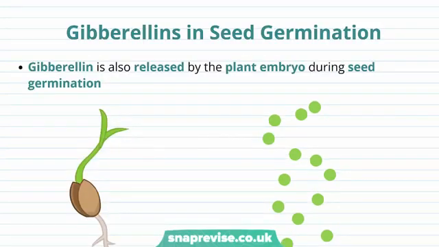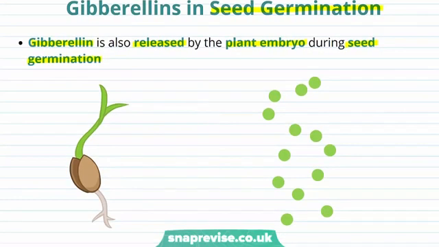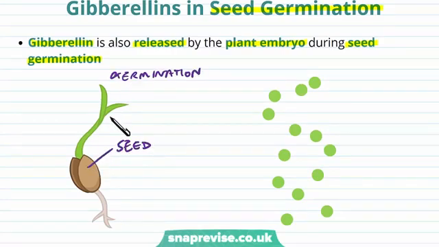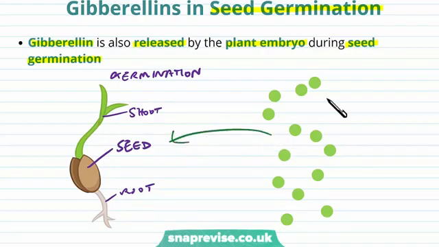As we said before, gibberellins are also very important in seed germination. So the gibberellin hormones are also released by the plant embryo in seed germination. So remember, in seed germination what happens is the seed begins growing its own shoots and its own roots. And the idea behind this is so that these can function to start growing the plant and become a fully sized adult plant. And the process of germination can be started off by the release of gibberellins.